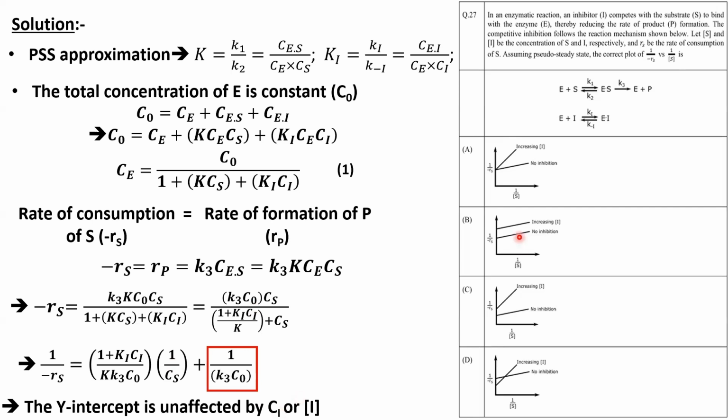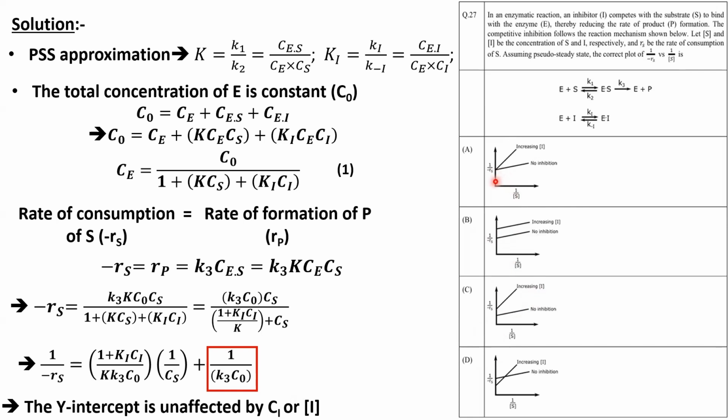So in the given options, we need to find a plot where the presence of inhibitor does not change the y-intercept. Now, if we observe the plots given in options B, C, and D, clearly with the increase in concentration of I, the y-intercept is changing in all these three plots. However, in plot A, the y-intercept remains unchanged.